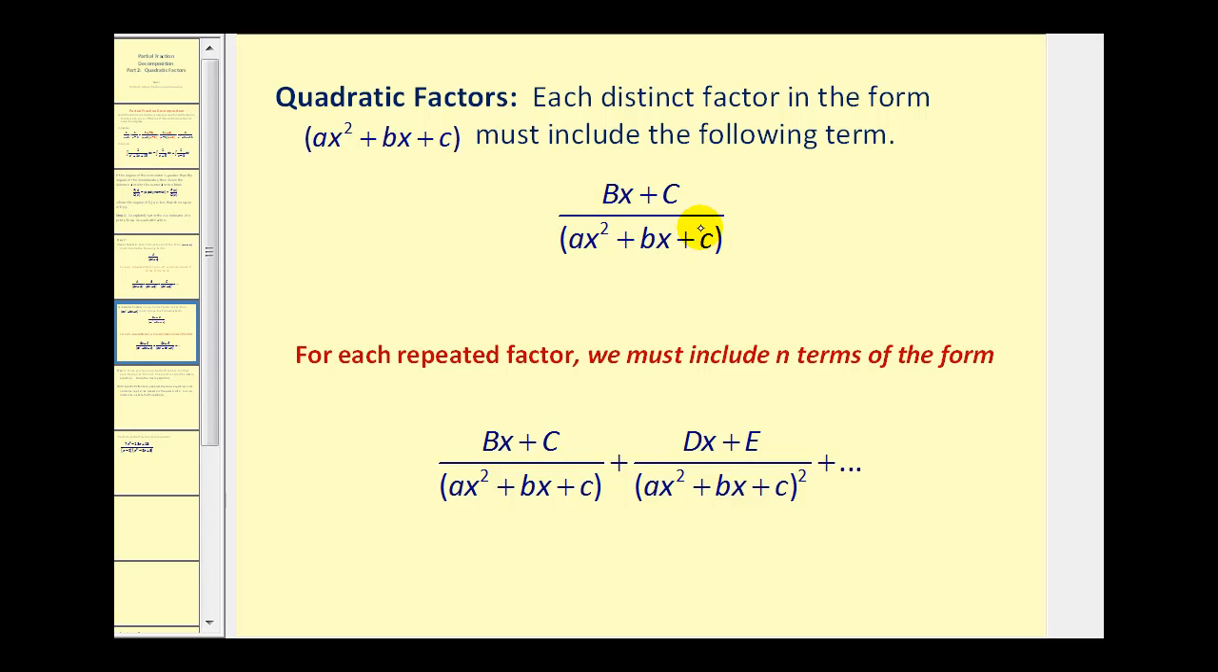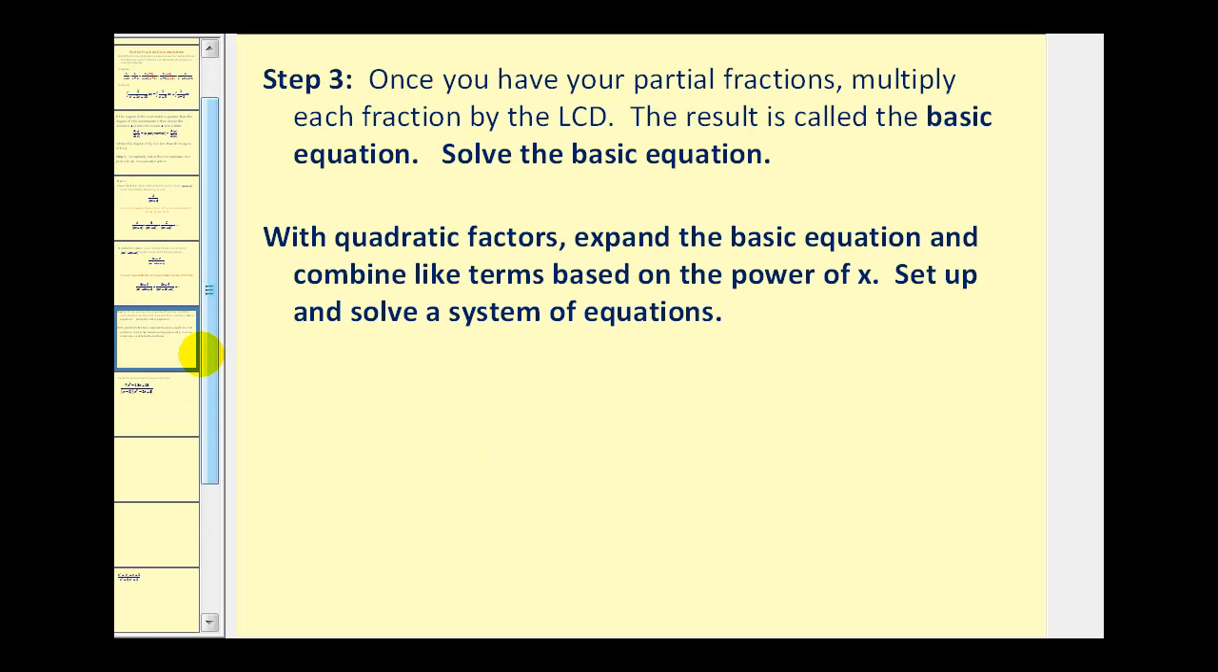For quadratic factors, we'll have a linear numerator in the form of bx plus c, and again, if the factor is repeated, we have to have additional fractions for each repeated factor with a different numerator. Once we have the partial fractions, we multiply each fraction by the LCD and solve the resulting basic equation. The process is a little more involved with quadratic factors. We have to expand the basic equation and then combine like terms based on the power of x to set up and solve a system of equations.